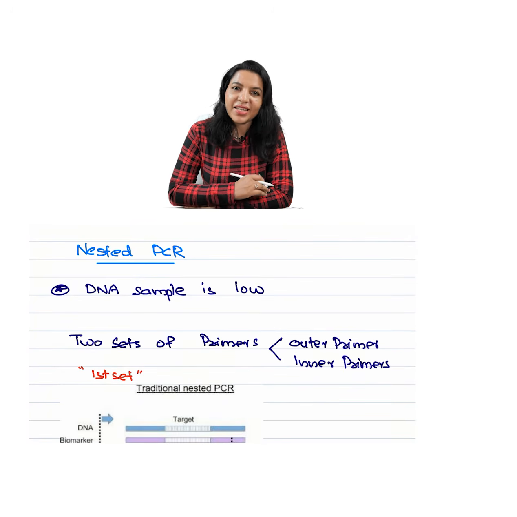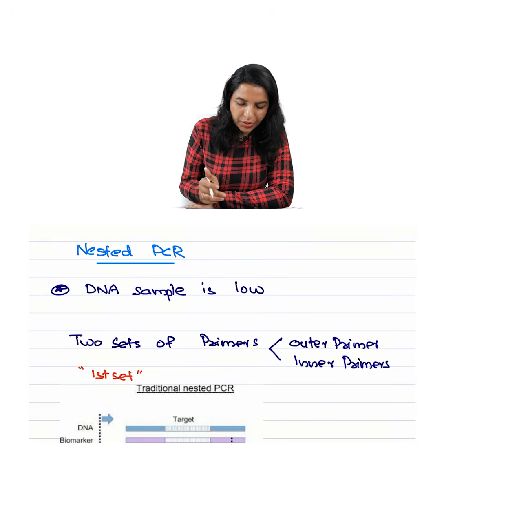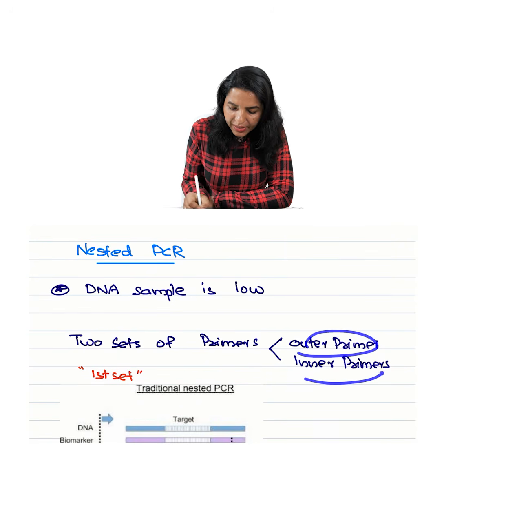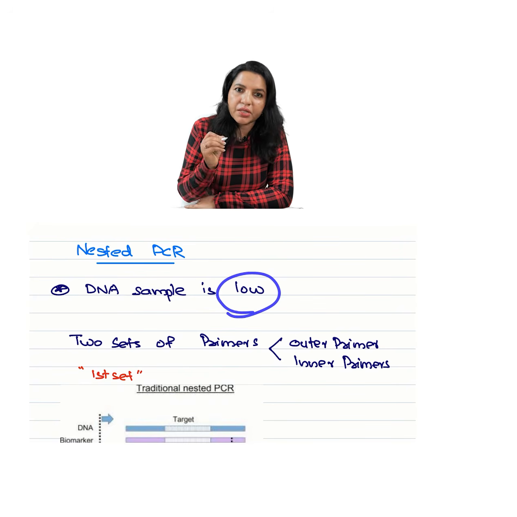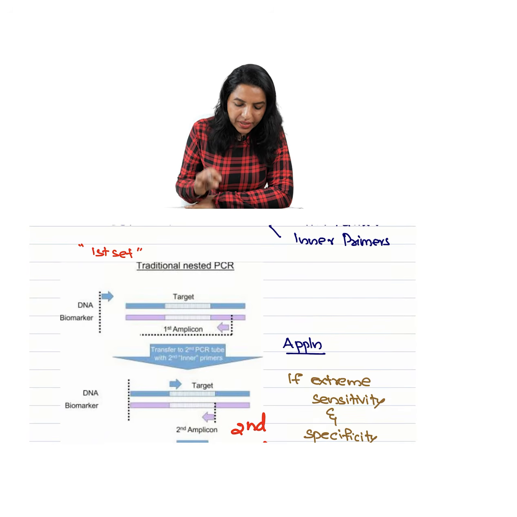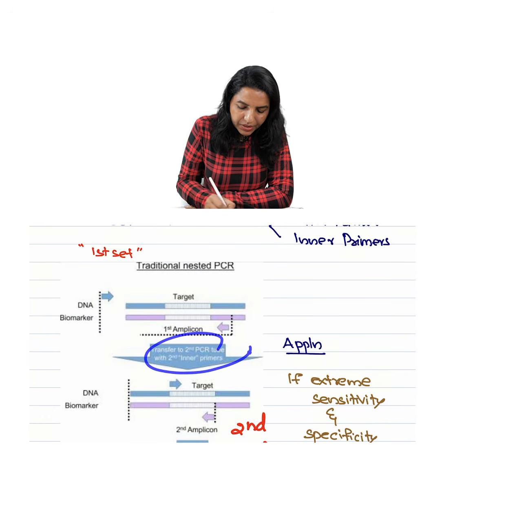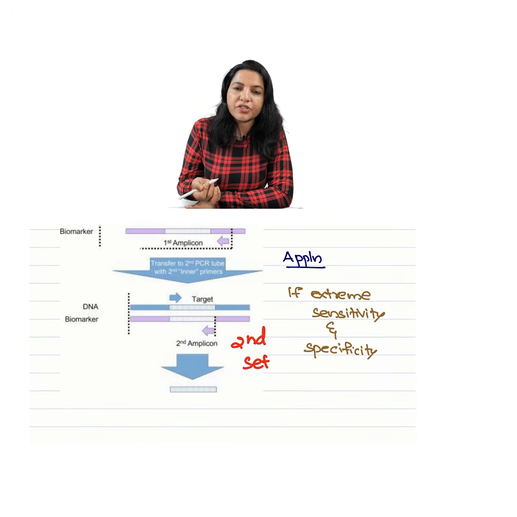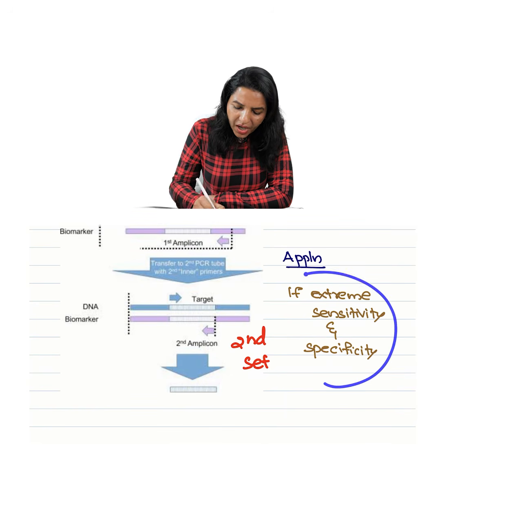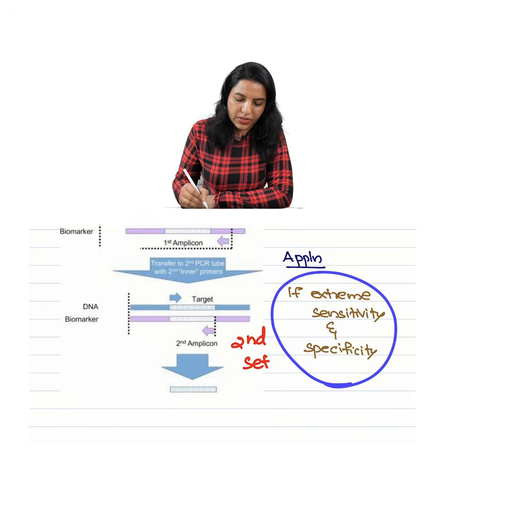Next, another one is nested PCR. In nested PCR, basically we use two sets of primers, that is outer primer and inner primer. When we do nested PCR, if the DNA sample that we have is very low, the technique is we do a first set of PCR using the outer primers, and using the amplicon of that, we do the next set of PCR using the inner primers. So what is the advantage of nested PCR? It has high sensitivity and specificity.